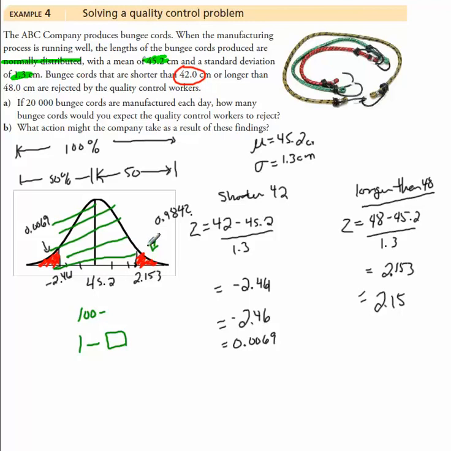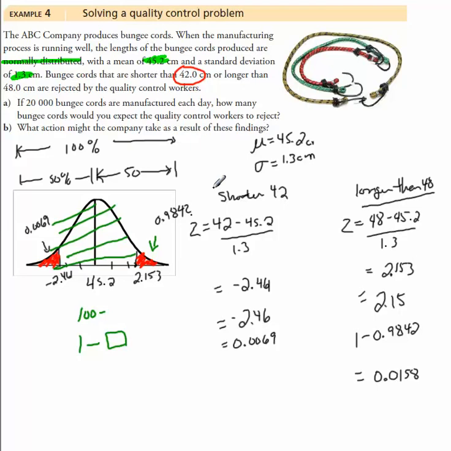As I stated, 0.9842 represents 98% of all the cords will be shorter than 48 centimeters. We want to get percentages that are longer. So 1 represents all cords. We subtract the 98.42, which represents those shorter than 48 centimeters, and we will be left with 0.0158.